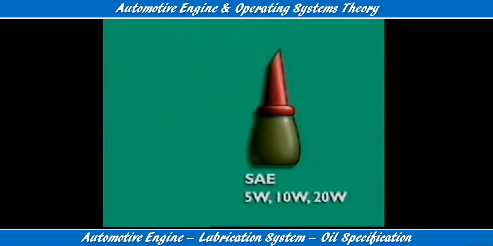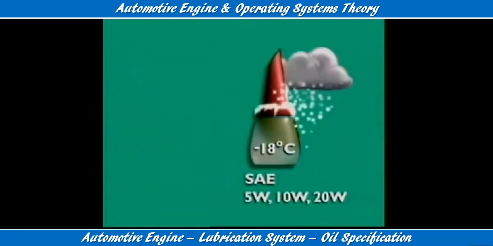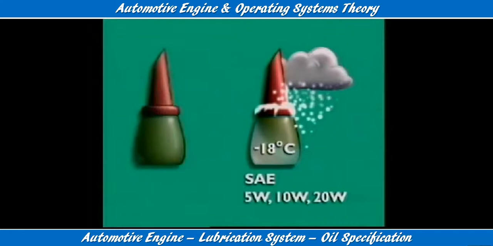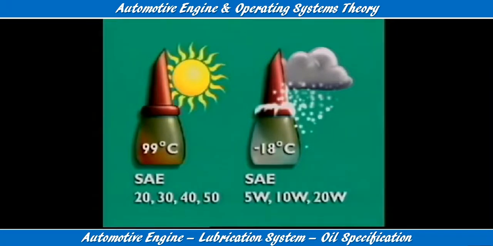Oils with low viscosity ratings, say SAE 5W, 10W and 20W, were tested at a low temperature, around -18 degrees Celsius, and were used for cold conditions. Oils with high viscosity ratings, say SAE 20, 30, 40 and 50, were tested at a high temperature, around 99 degrees Celsius, and were used for hotter conditions.